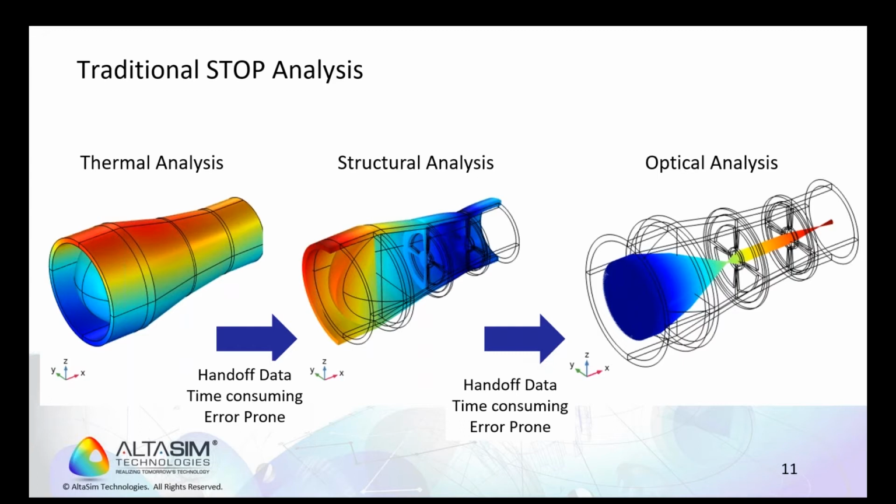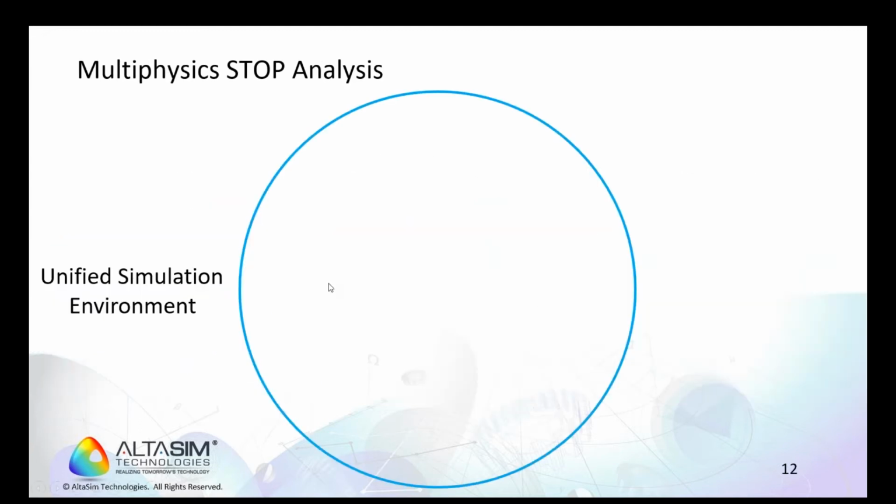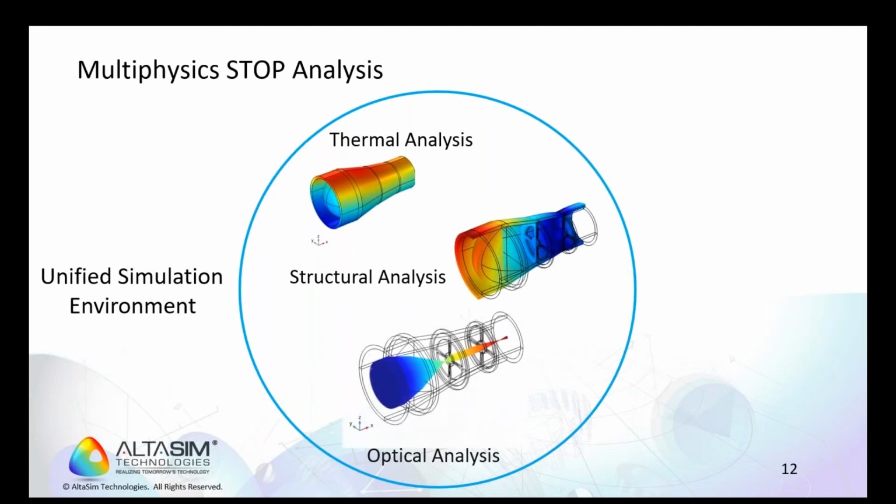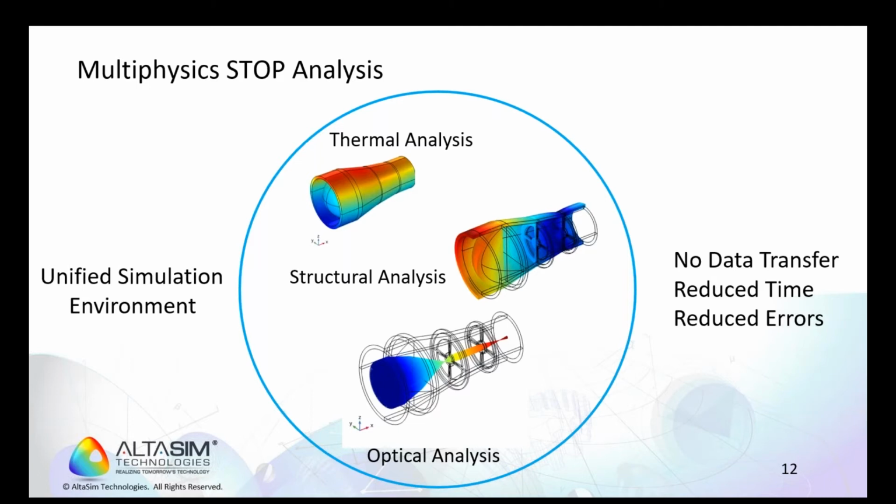The biggest challenge in a traditional STOP analysis is handing off the structural and thermal data to the optical analysis. Traditionally, this really has been quite time-consuming and can produce significant errors. So in a multi-physics STOP analysis, the process is simplified. By using a unified simulation environment, the thermal and the structural and the optical can all be done seamlessly. This reduces the frustration of time-consuming data transfers and increases the confidence in your results by reducing the errors.